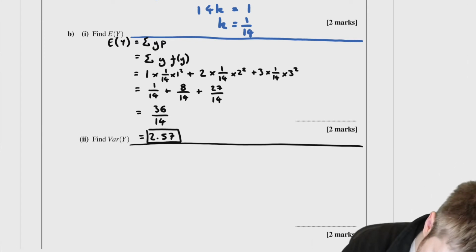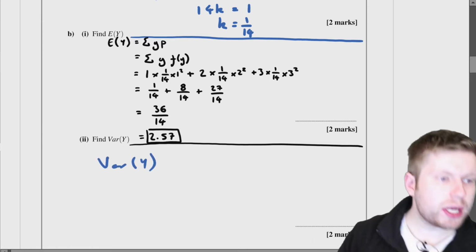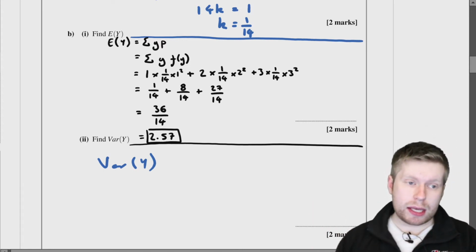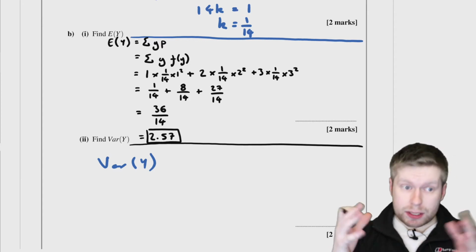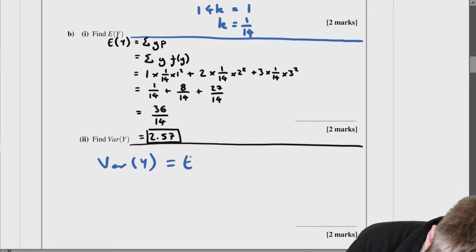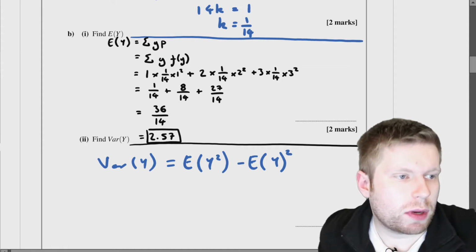Well, luckily enough, there's a couple of different formulas for variance. It's a discrete random variable, so I could use the sum of y take away the mean, square that, and then times that by the probability of the outcome. What I'm actually going to use is the expectation of y squared minus the expectation of y all squared. Okay, so I'm going to use that.